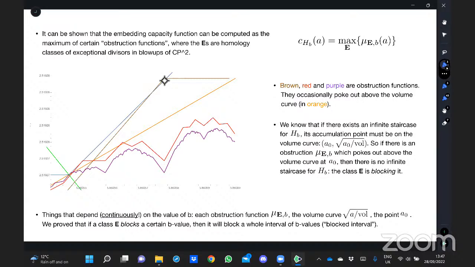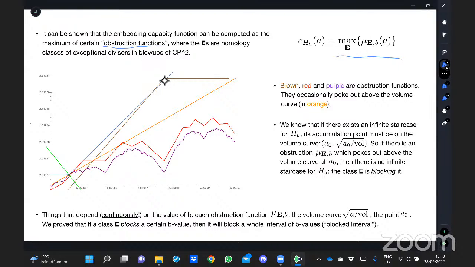So the embedding capacity function, remember, was the infimum scaling of the target into which E1A embeds. But it turns out you can also define it as the max over a certain family of functions. These functions are called obstruction functions, and the E's are homology classes of exceptional divisors in blowups of CP2. I will not attempt to explain what these classes are, but I'll tell you what the functions look like.